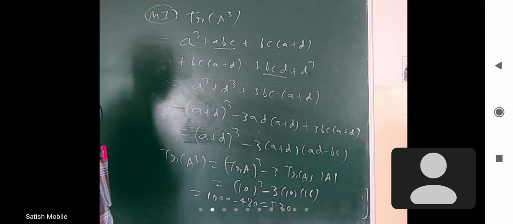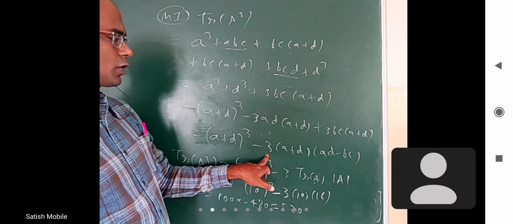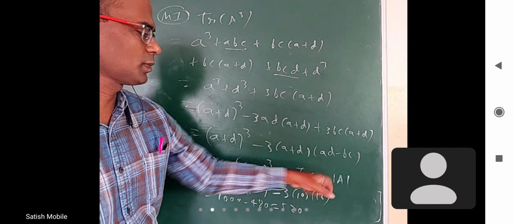Fourth step, 1, 2, 3, 4. From here to here, are you asking? Yeah. We have a formula that A cube plus B cube can be written as A plus B whole cube minus 3AB into A plus B. That formula used. And now from these two I took 3 common and A plus B common. I got AD minus BC, which is the determinant.